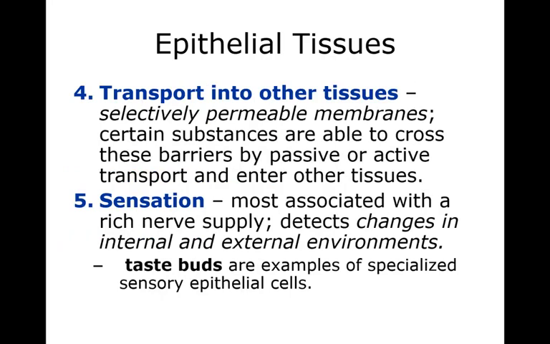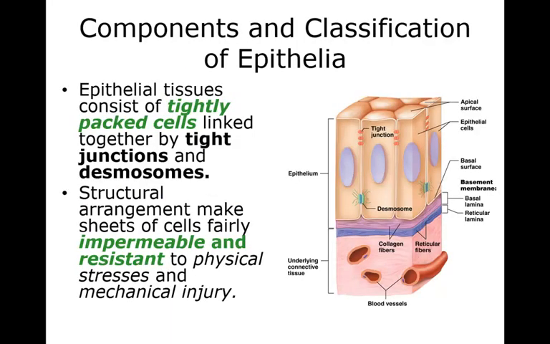We also know that epithelial tissues can function in support. A lot of them are selectively permeable membranes that allow some materials to pass in and out of them. And also your epithelial tissues are typically associated with a lot of nerves. So they detect changes in the environment externally to you. They also detect changes internally. For example, taste buds are a great example of a sensory structure that's found within epithelial tissue.